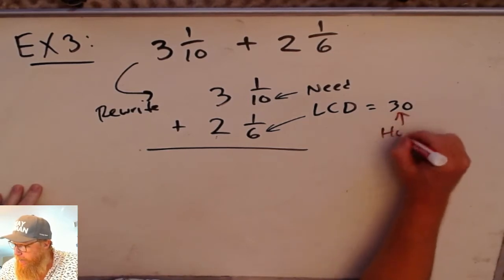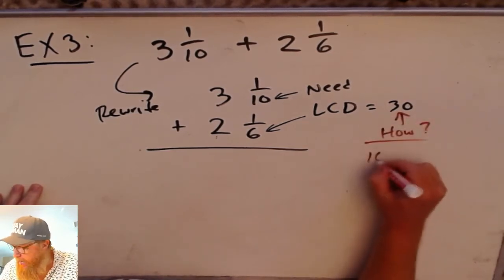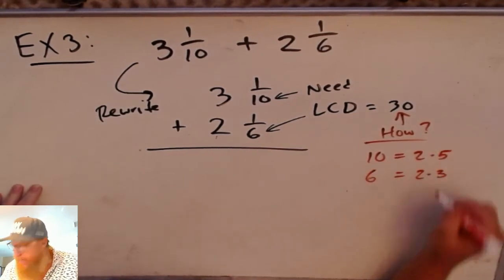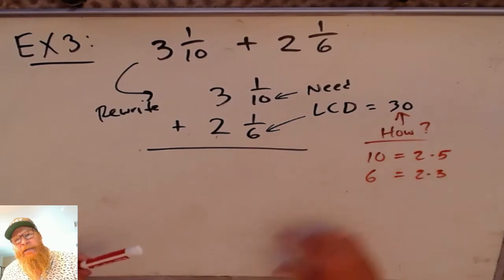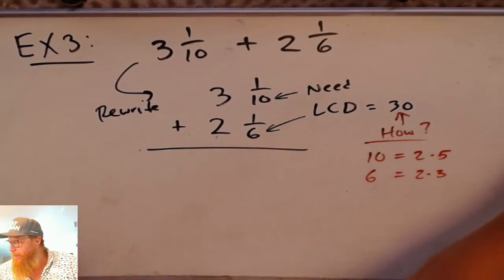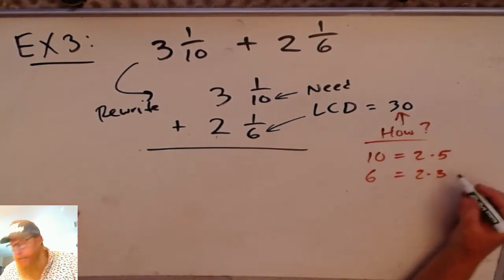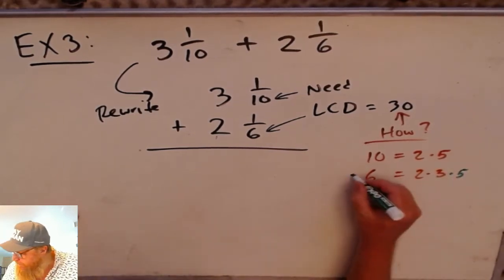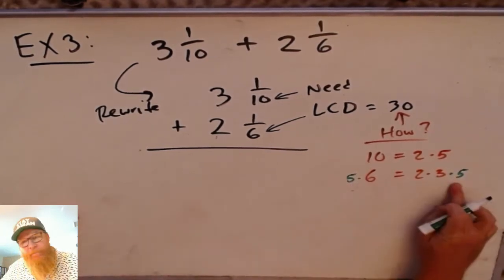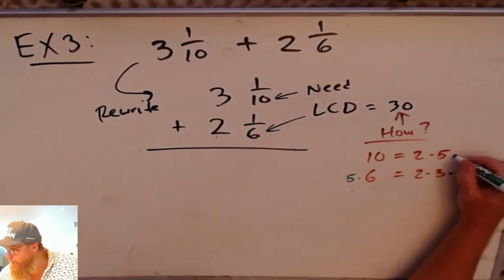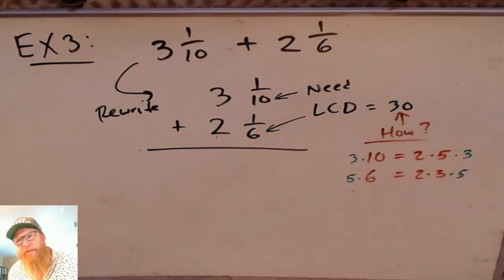So how do we find 30? Well, you write 10 is 2 times 5, and 6 is 2 times 3. It's the same process as an LCM. Then you look at what they're missing. The 6 does not have a factor of 5, so we give it a factor of 5. They both have a 5 and a 2, but this one is missing a factor of 3.